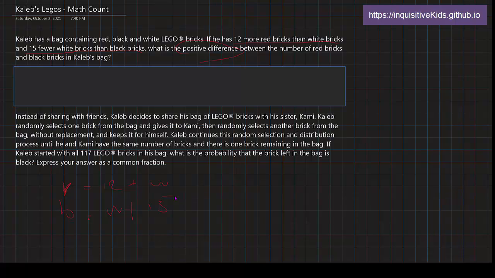So we definitely know that B is greater than R. So if we want to subtract these, B minus R is equal to the sum of W and 15 minus the sum of W and 12. And then you'll have 15 minus 12, which is 3. So basically the answer is 3 bricks. That's the first problem.